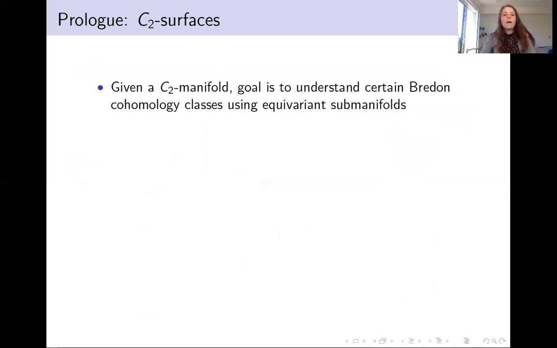Okay, so I want to give you some prologue to this equivariant fundamental classes story. So overall, our idea here is, given a C2 manifold, our goal is to understand Bredon cohomology classes using equivariant submanifolds. So to make this connection between geometry and algebra. In order to do that, we should have some examples of C2 manifolds and some computations so we can get an idea for how we might expect these classes to work.